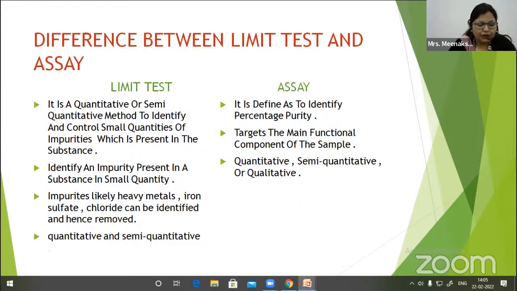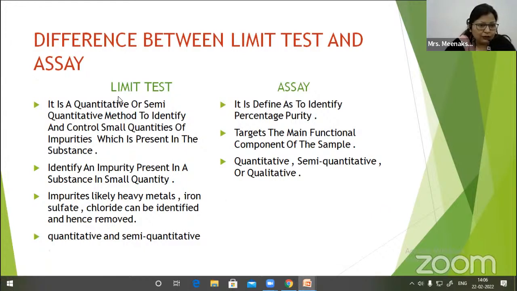As I told, semi-quantitative means here we are doing the comparison method, where we make two solutions. One is counted as a standard, the other as a test, and through the comparison method, or through visual methods using a dark background, we compare both the standard and the test solution, and we see how much impurity is present in comparison with the standard.